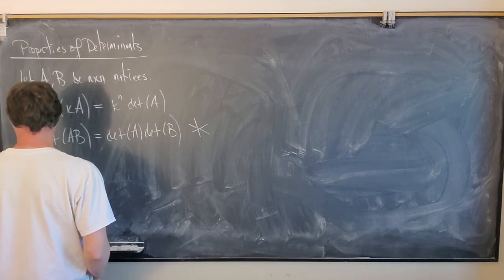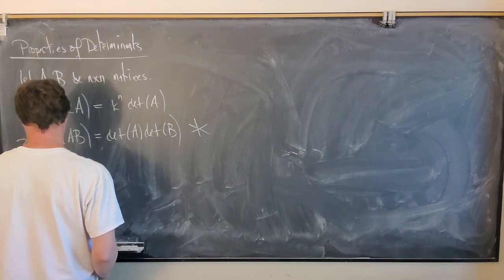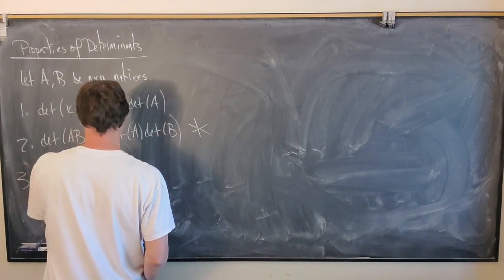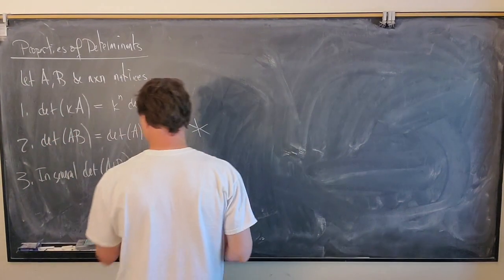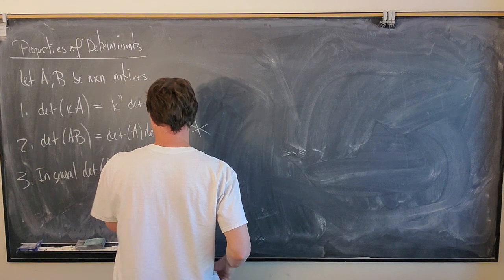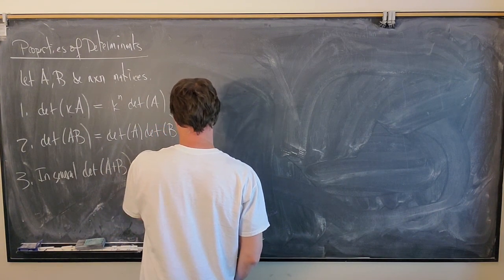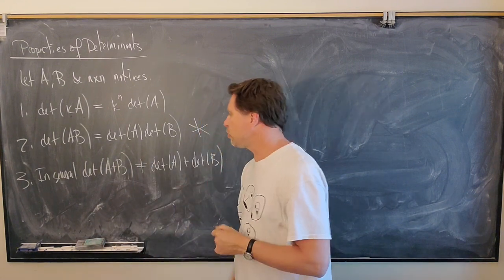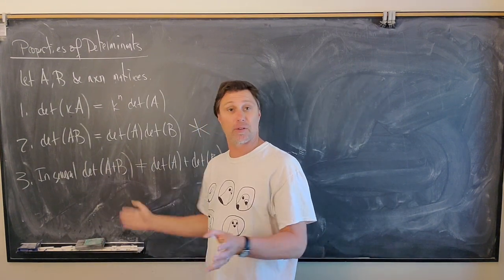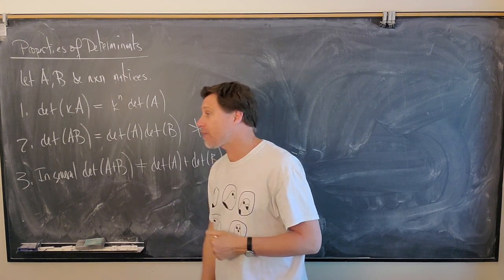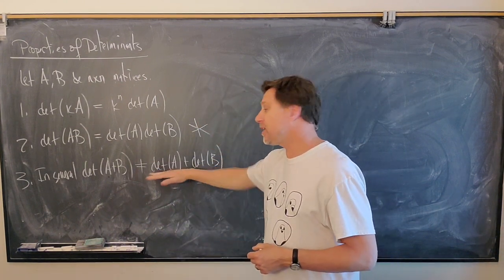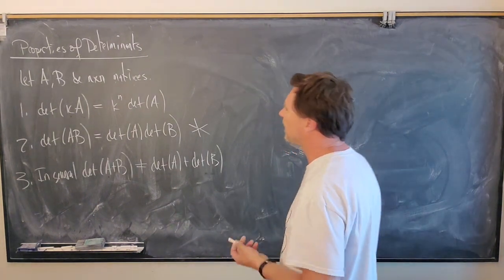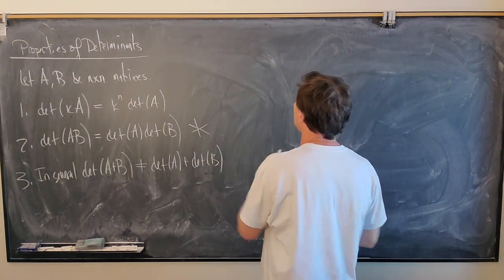And then one more fact. In general, the determinant of A plus B is not equal to the determinant of A plus the determinant of B. So more than likely, if you write down two matrices A and B, add them together and take the resulting determinant, and compare that with what you get when you compute them individually and add them together, you're going to get different answers.